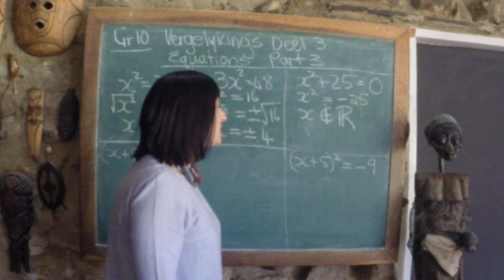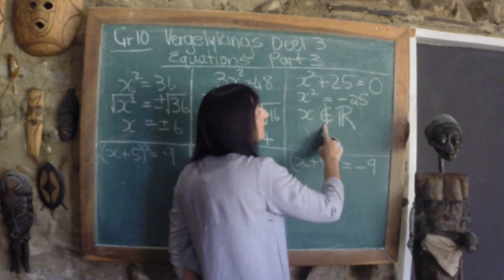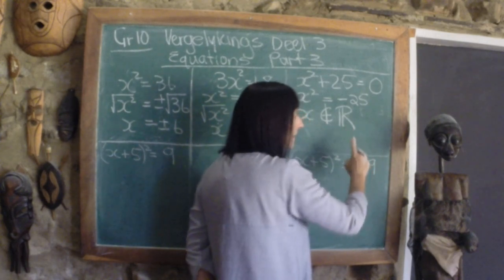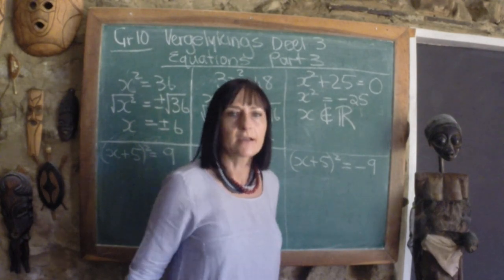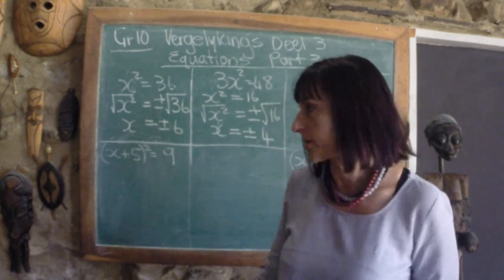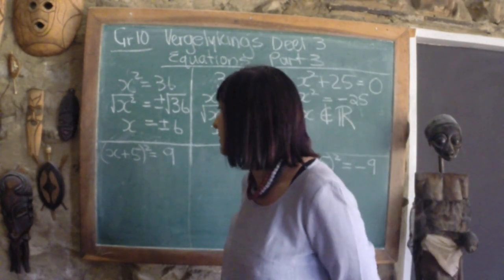En as ek skryf, daar is nie 'n oplossing nie, is x geen element van hierdie hele getalestelsel nie. That's the mathematical way of writing it. Jy kan dit ook in woorde skryf, geen oplossing. Juffrou hou meer van die wiskundige manier.